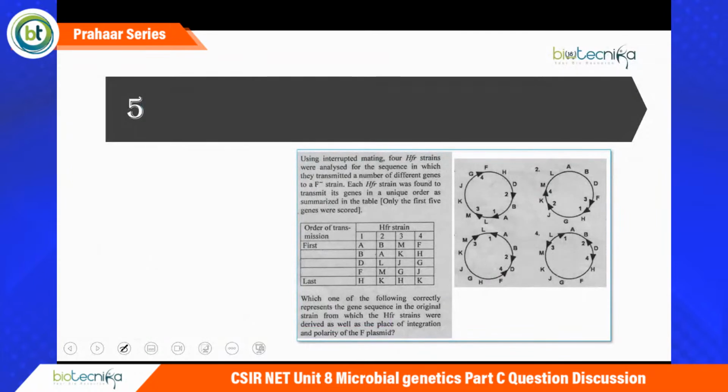All right, next question, let's have a look. Using the interrupted mating, 4 HFR strains were analyzed for the sequence in which they transmitted a number of different genes to F- strains. Each HFR strain was found to transmit its genes in a unique order as summarized in the table. Only the first 5 genes are scored. Which one of the following correctly represents the gene sequence in the original strain from which the HFR strains were derived, as well as the place of integration and polarity of the F plasmid?